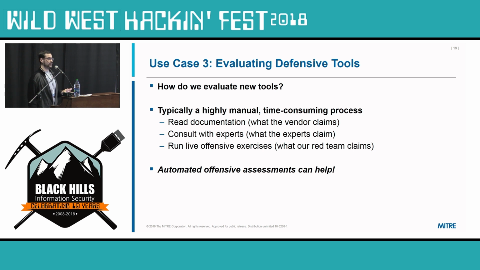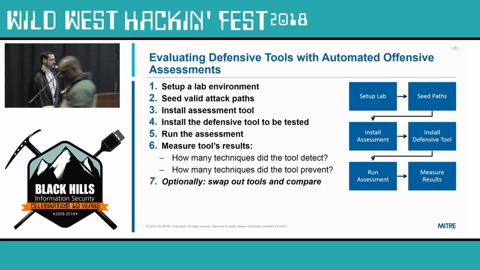Number 3 is evaluating defensive tools. The big question is, how do we actually do that? Usually, it's a manual process. We read the documentation, we consult with experts, we potentially run live offensive exercises. It's a relatively big process, or it can be. Automation can help. The basic idea is straightforward.